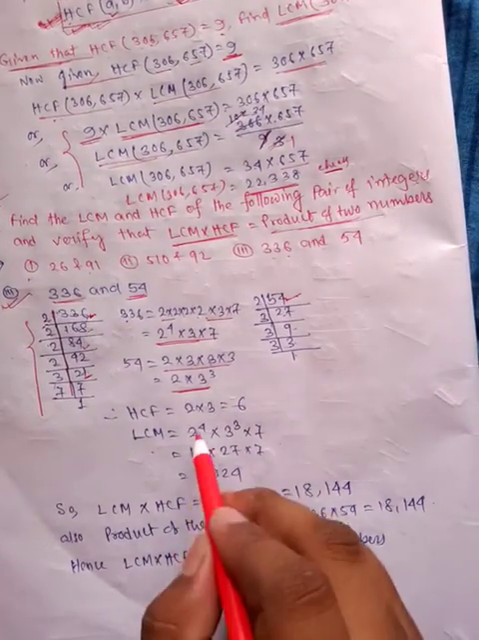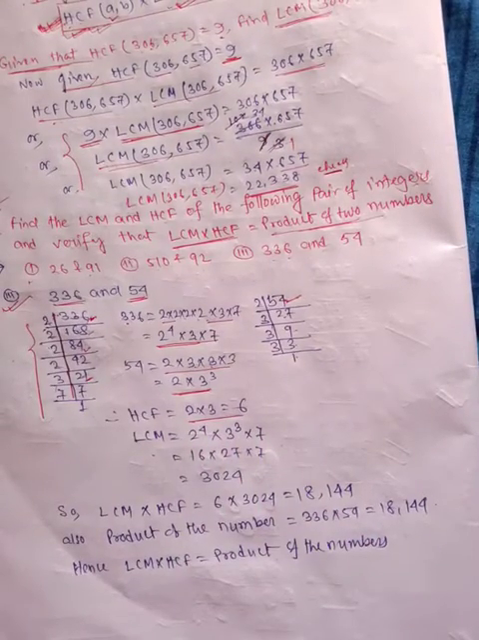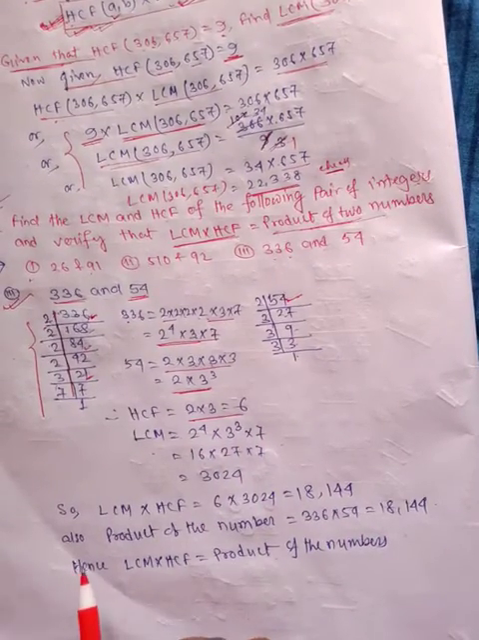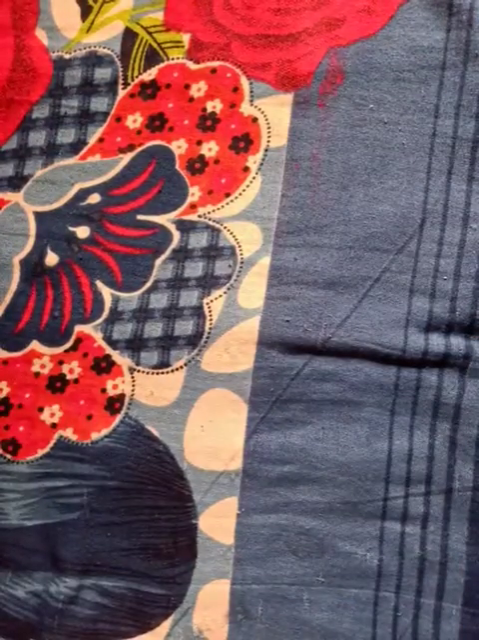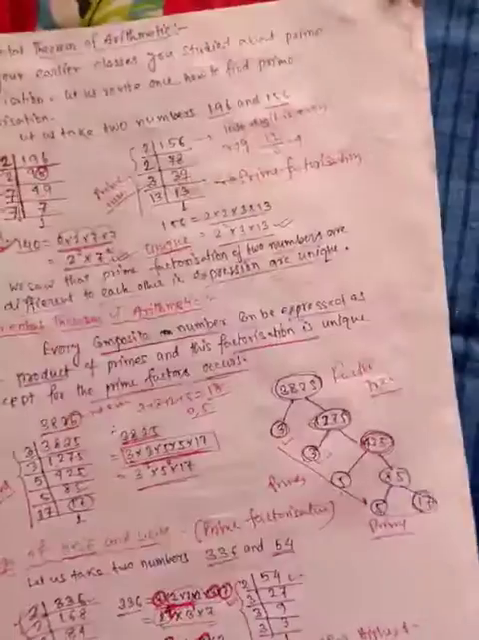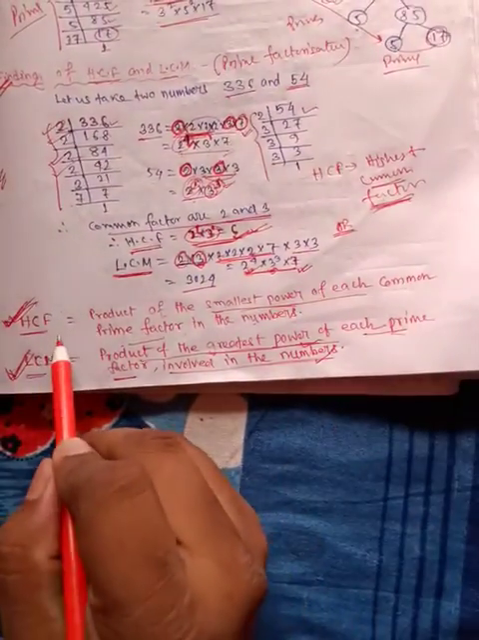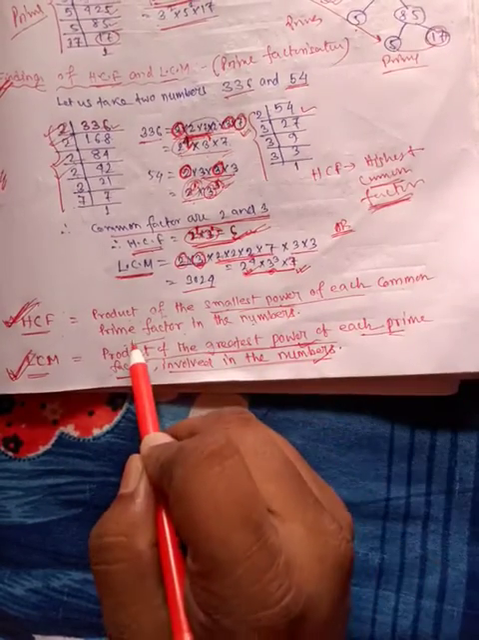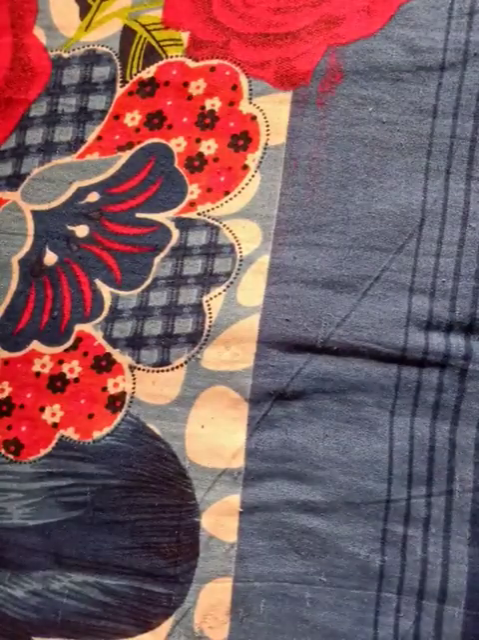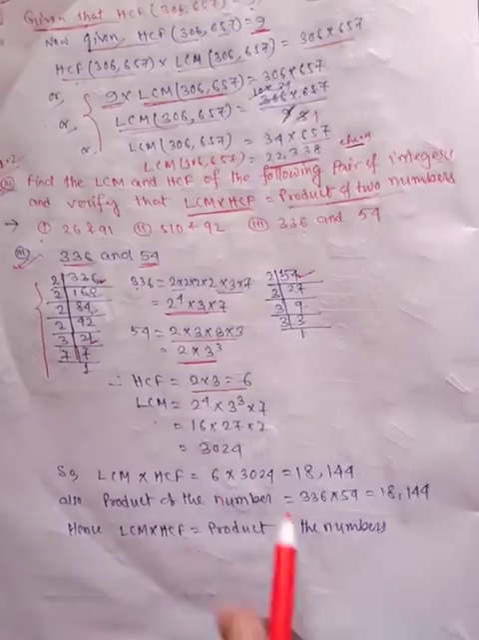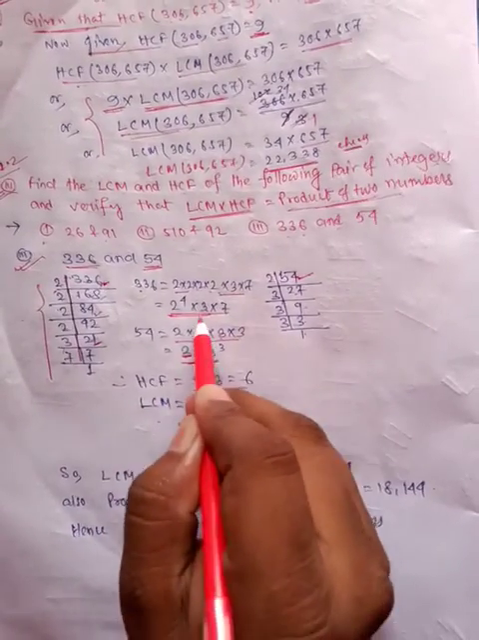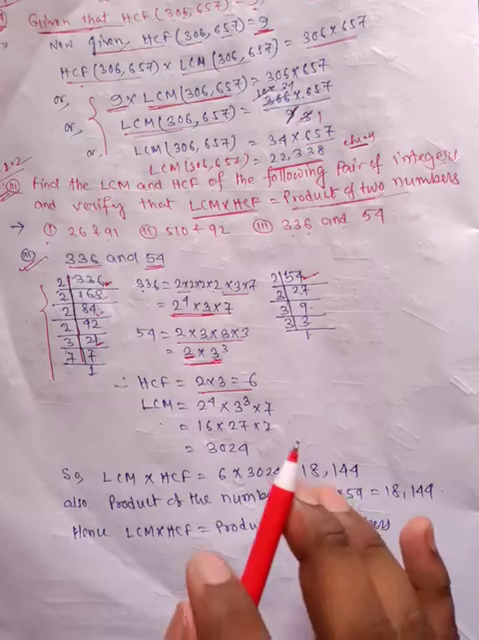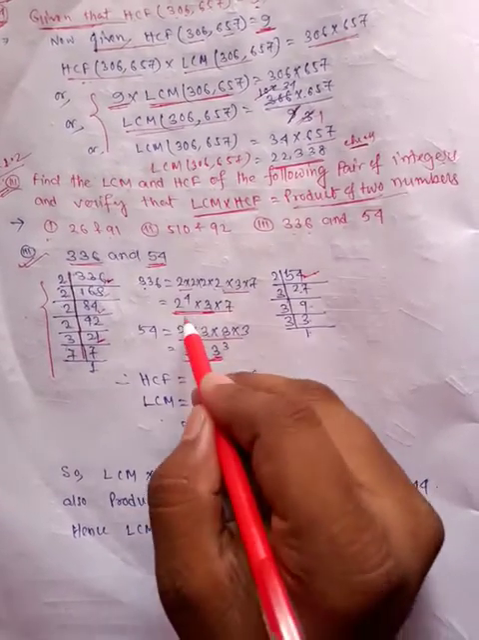Okay, now the finding of HCF, the formula I have discussed in earlier videos. I am showing that once again. What was the formula? The HCF equal to the product of the smallest power of each common factor in the numbers. Smallest power. So the common factors are 2 and 3. None of the other factors are common.